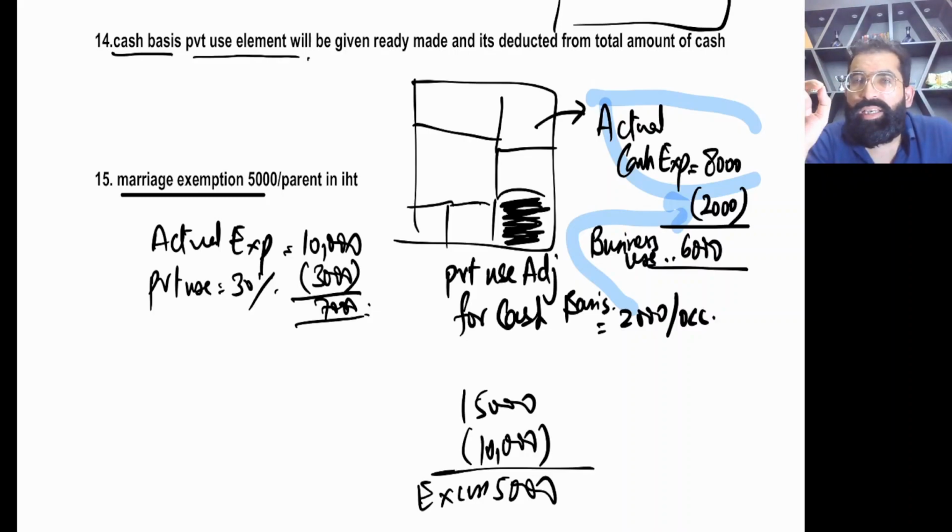But yes, if it is received from a single parent, like they are saying received from mom, okay, then only 5,000, or received from dad, only 5,000, right? Be careful. Otherwise, in reality, the limit is 5,000 per parent.